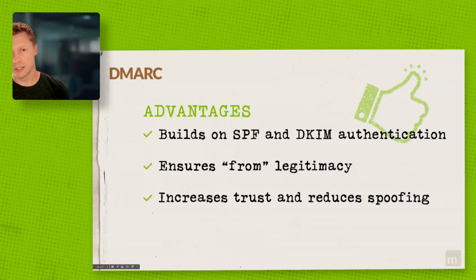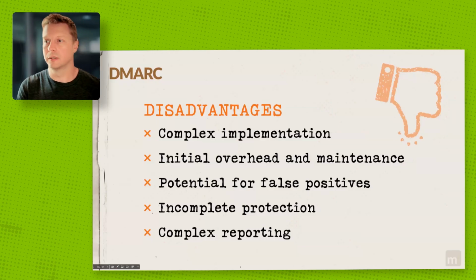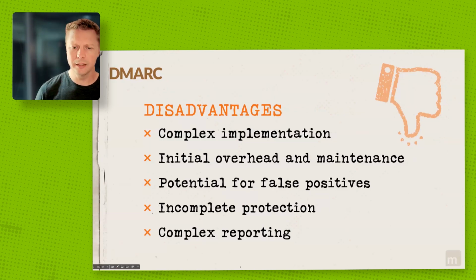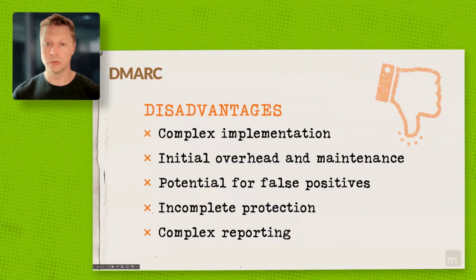Now, the disadvantages are that it is kind of complex. It can be a little hard to understand, and there is initial effort required to make all of this work. First and foremost, you have to have SPF and DKIM configured correctly. Otherwise, the alignment for DMARC is not going to work out. DMARC isn't perfect. There are potential false positives, and we'll talk about that in a bit too. And it's not an end-all be-all. It doesn't solve security issues like spoofing and impersonation in a perfect way.